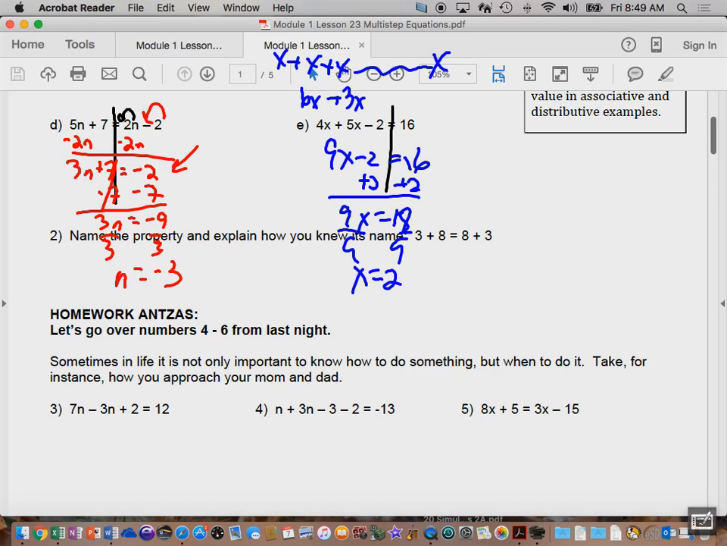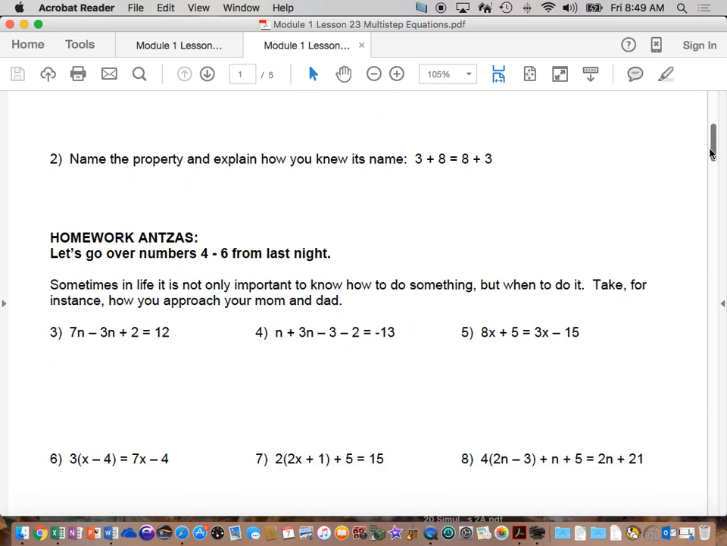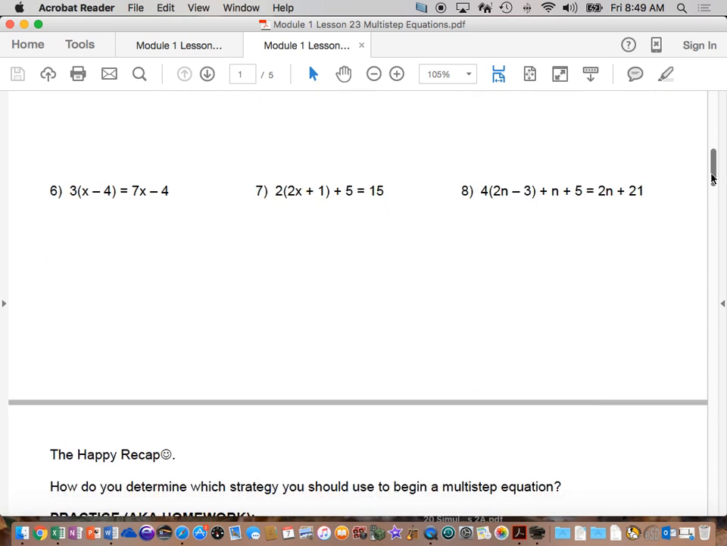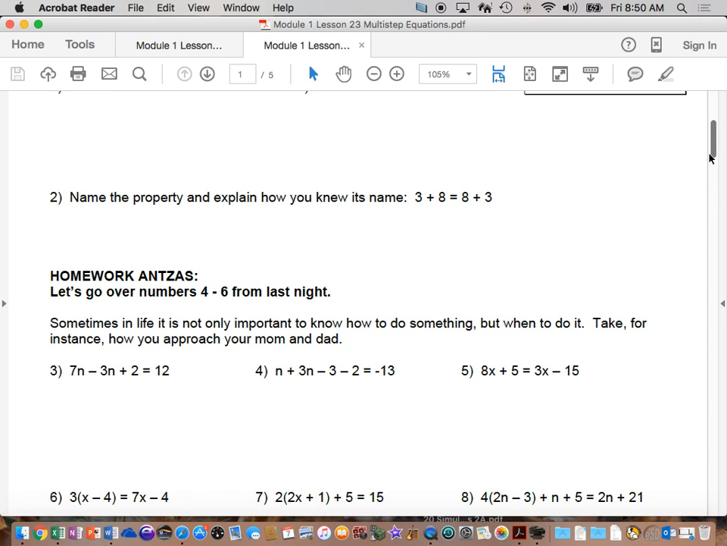Okay? Preguntas? Preguntas means questions. All right, so, name the property and explain what it is. Who's going to tell me the property on this one? Chloe? Excellent. How do you know it's the commutative property of addition? All right, that's the addition part. How do you know it's the commutative part? The order is switched. Very good.